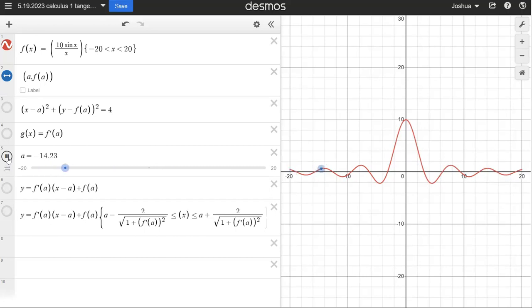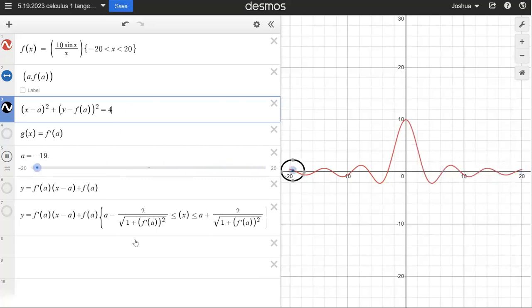The next thing I want to do is create the tangent line to this blue dot along the curve. Focusing on that blue dot, I'm going to put a work circle around it here, again tracking the point using the circle equation, x minus a squared plus y offset by f of a squared equals 4. I chose the radius to be 2 because it looks much nicer. If the radius is 1, it's a little bit small for the exercise here.